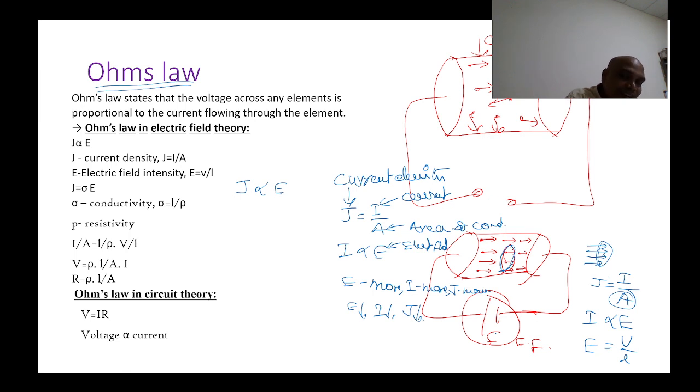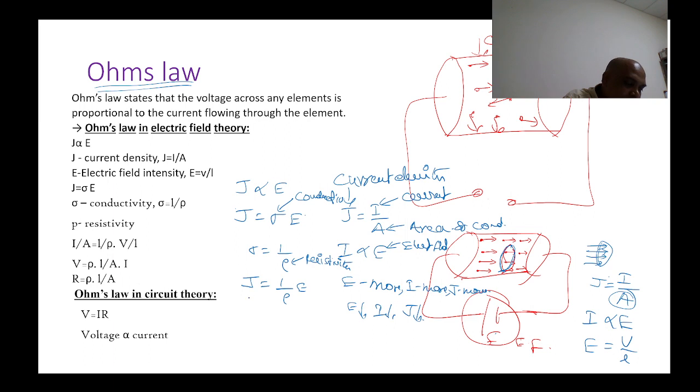Current density depends on the applied electric field, so J equals sigma E. Here J is current density, E is electric field intensity, and sigma is conductivity. Sigma is nothing but 1 by rho, where rho is resistivity. So J equals 1 by rho into E.